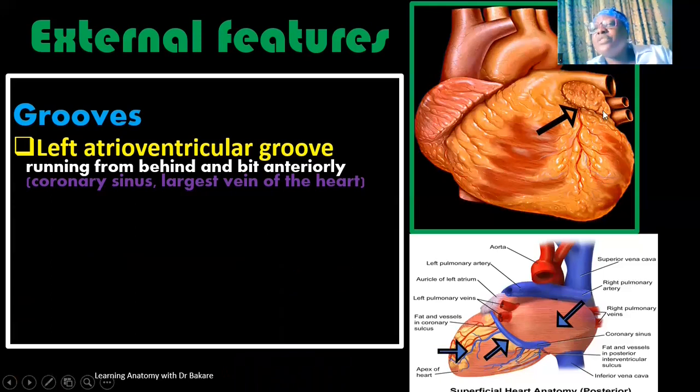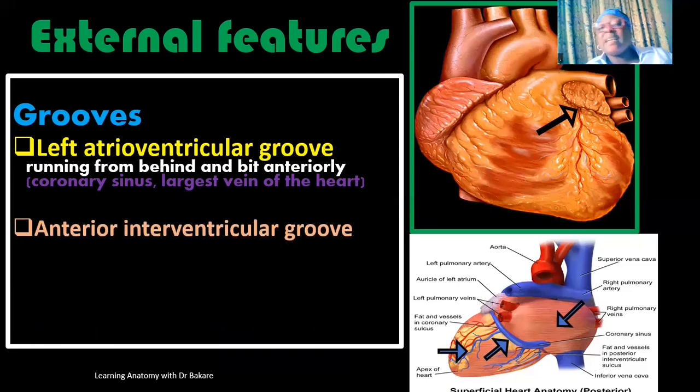So you see a groove also extending a bit to the anterior part, which is called the left atrioventricular groove. The left atrioventricular groove is coming from behind because the bulk of the left atrium is seen at the posterior part. So you see it extending a bit to the anterior region of the heart. Then another groove that is seen is the interventricular groove.